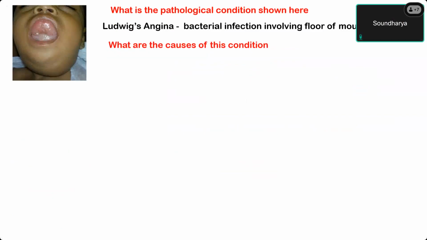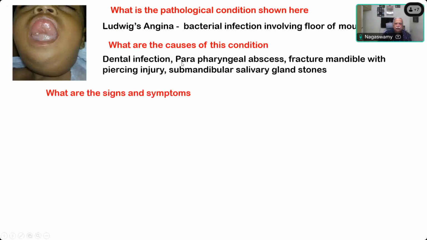Bacterial infection is the ultimate pathology, but what other causes? Diabetes mellitus. Dental infection, parapharyngeal abscess, fracture mandible, piercing injury, submandibular salivary gland stones. Okay, all these things. What are the signs and symptoms for this condition?